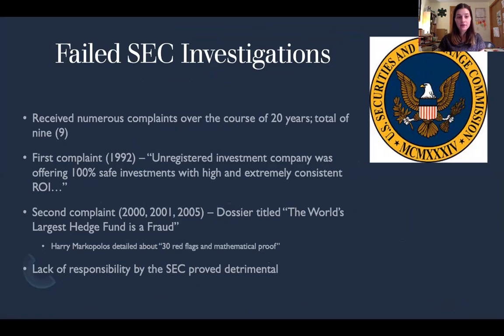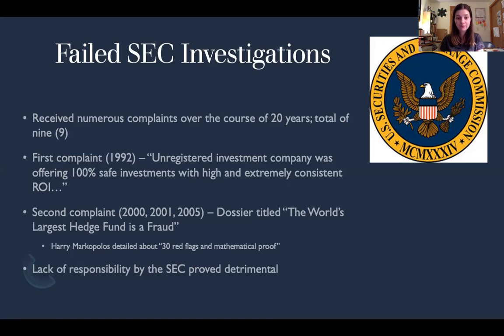So finally, we have the failed SEC investigations. Over the course of 20 years, they received 9 complaints, 9 major ones. The first actually came in 1992, which is just about 2 years after the scheme started. It was word of mouth, and the complaint was, quote, an unregistered investment company was offering 100% safe investments with high and extremely consistent rate of return. Now, as an SEC investigator, this seems very unlikely that a firm could do this, and the fact that they didn't investigate is very irresponsible and very fishy.